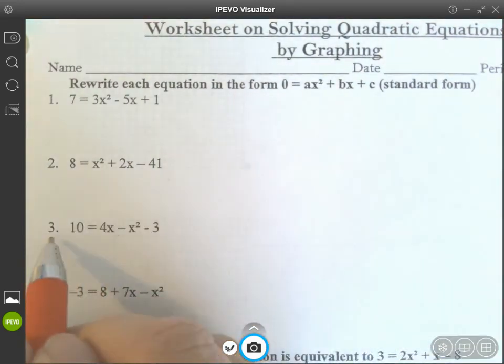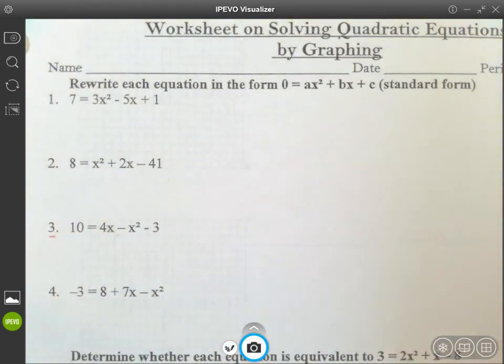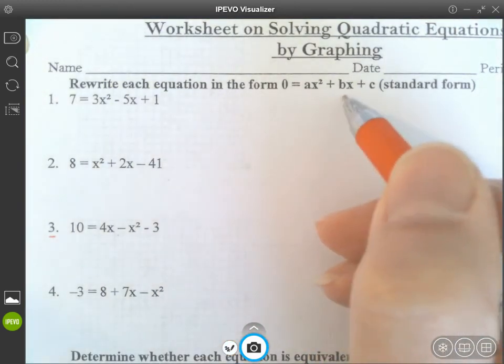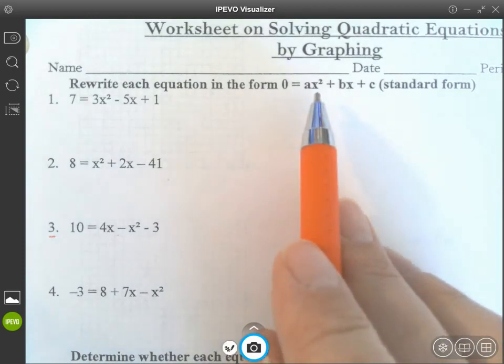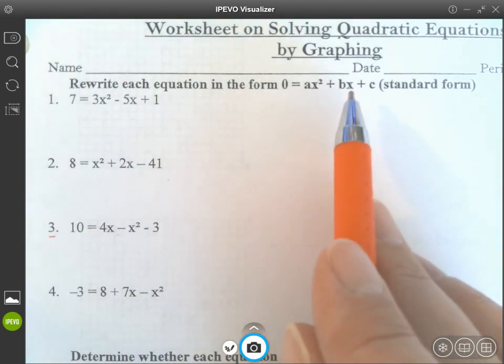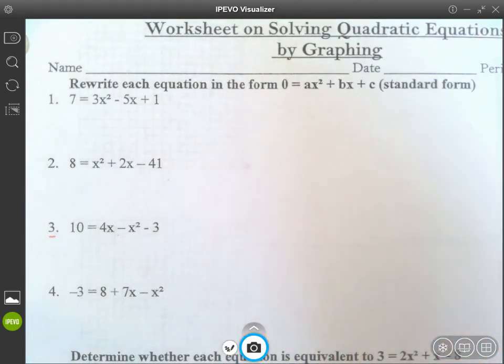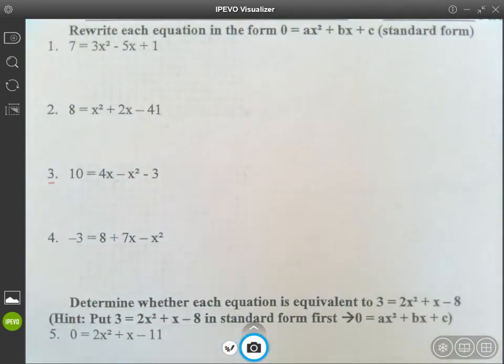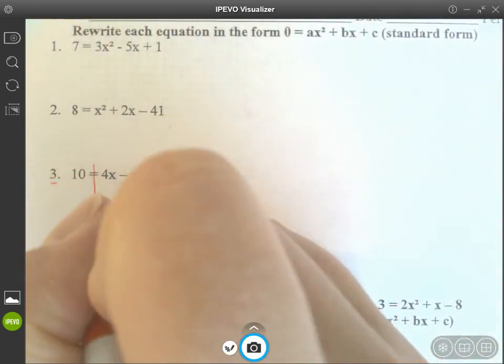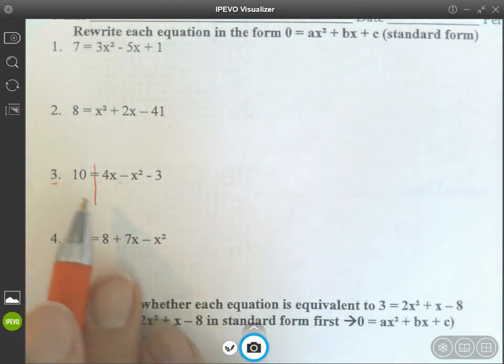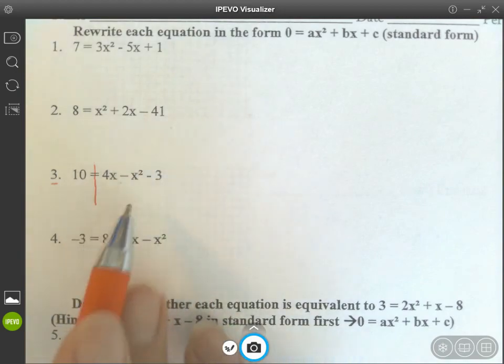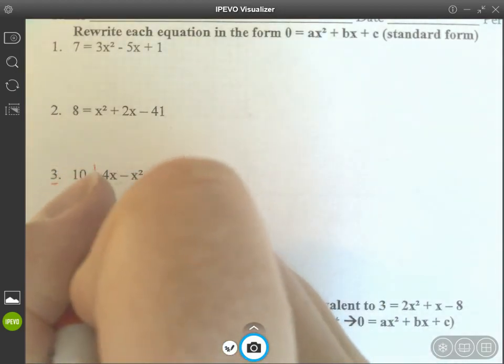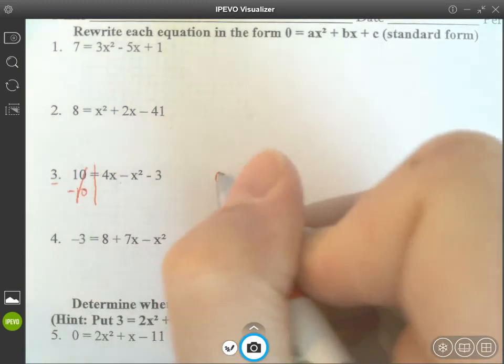I want to look at number 3 with you. So I need it to be 0 equals, we have ax squared plus bx plus c. So it has to go in the order x to the second, x to the first, and then the constant. So in number 3, I am going to cross the line, change the sign. So I'm going to bring this 10 over since everything else is over here on the right by subtracting 10. That's going to make that 0 on the left.